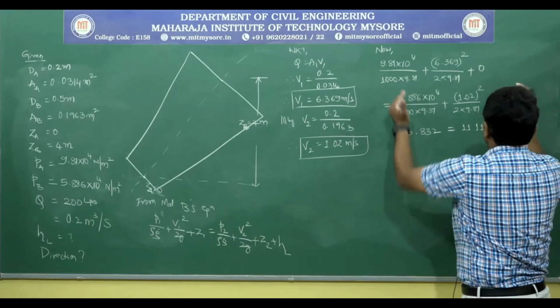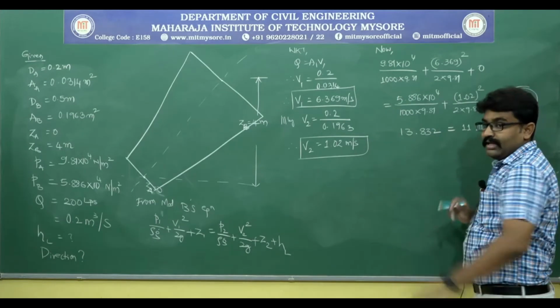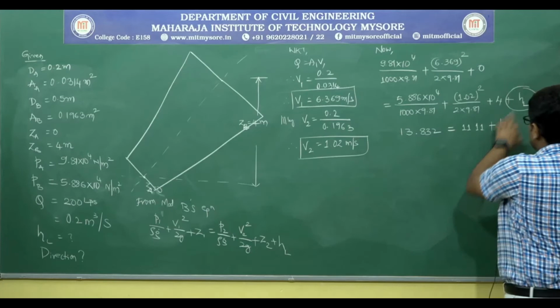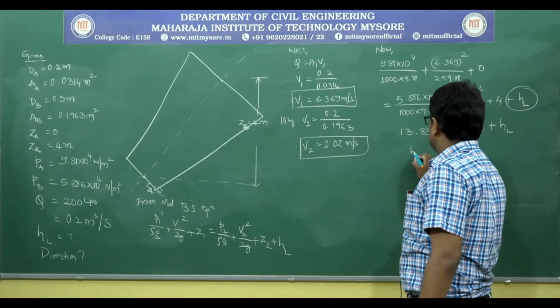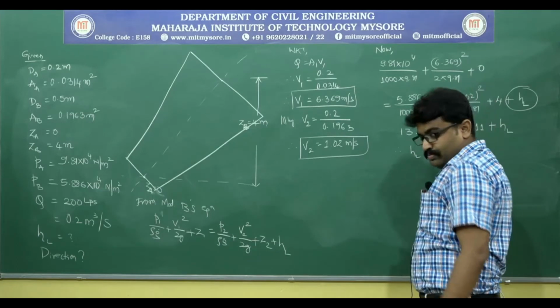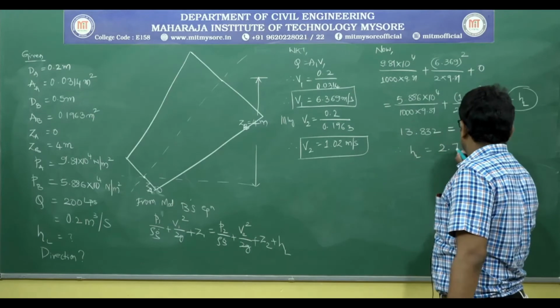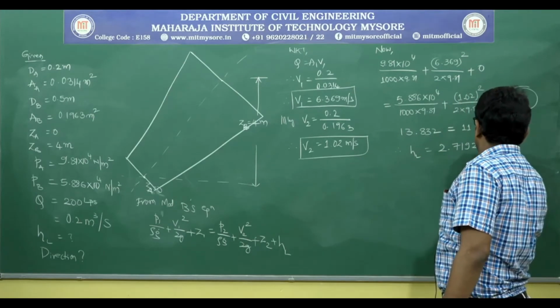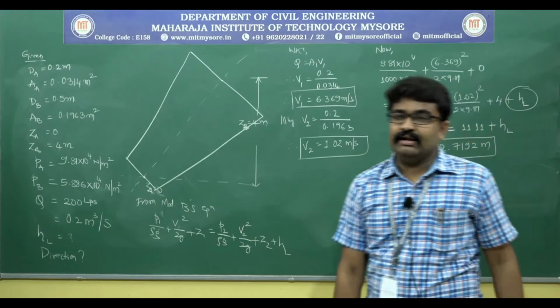Then I have calculated this. Excepting HL, I have calculated everything, that comes out to be 11.11. So, I have retained as it is HL. Therefore, HL is equal to 2.7192 meters. This is HL.